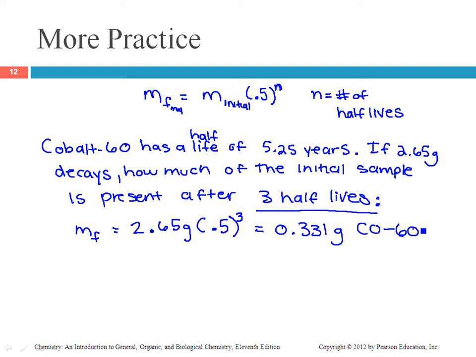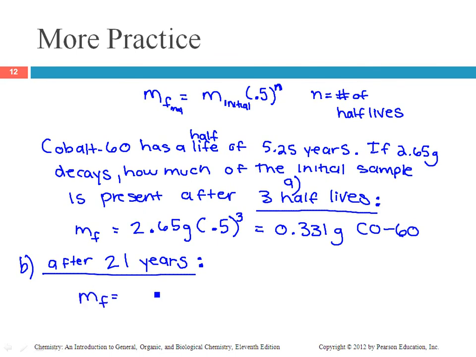Okay? What if we were asked after 21 years? This would be part B, part A was the first. Alright, this time we're not given the number of half-lives, but we can go ahead and set it up the same. Mass final equals 2.65 grams, that's what we're given, the mass of your initial sample, times 0.5 to the power of n. And this is where we do not know n yet. We've got to solve for it.